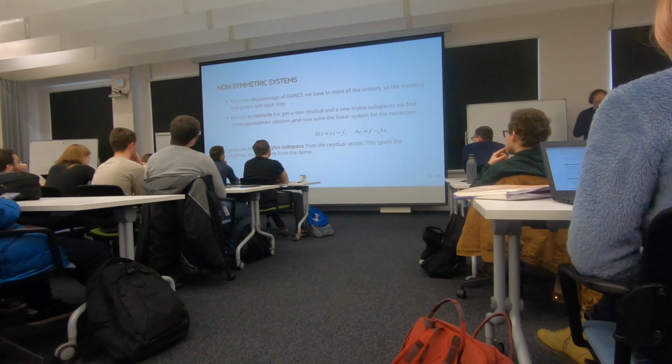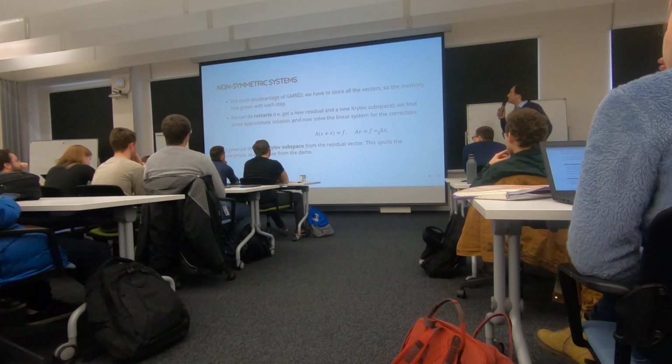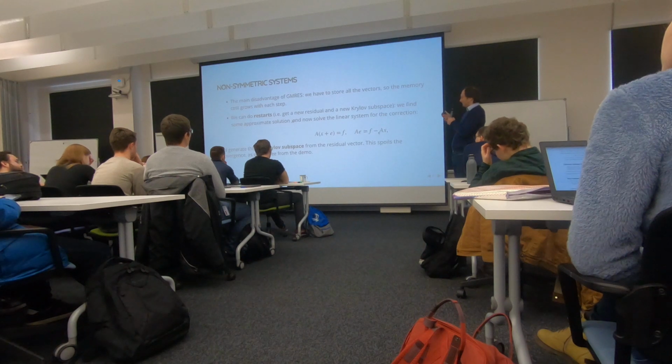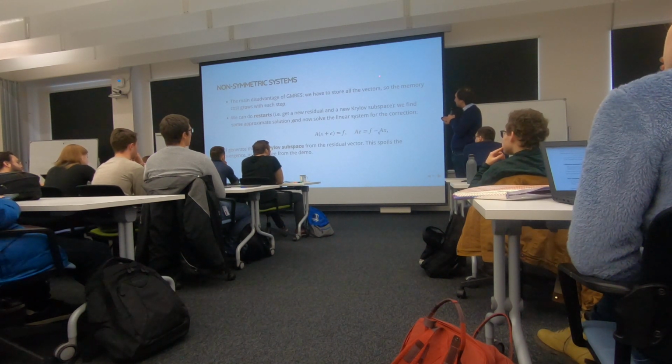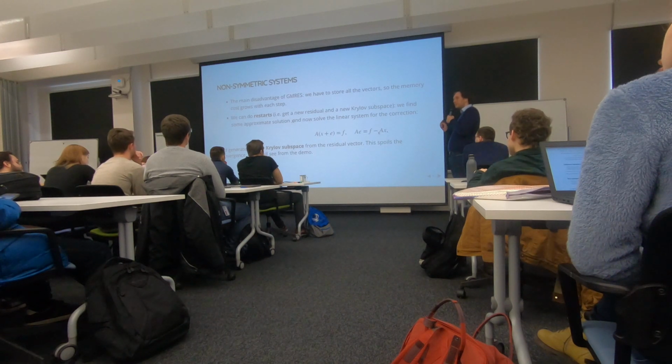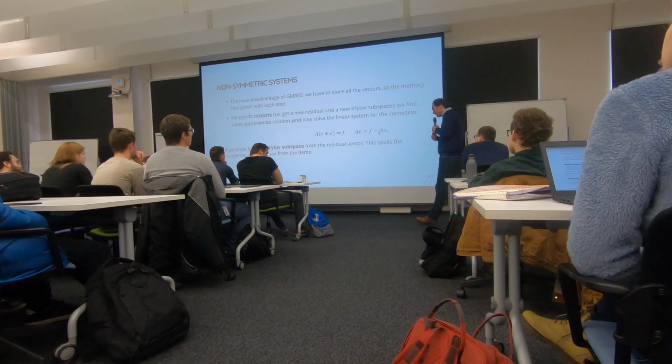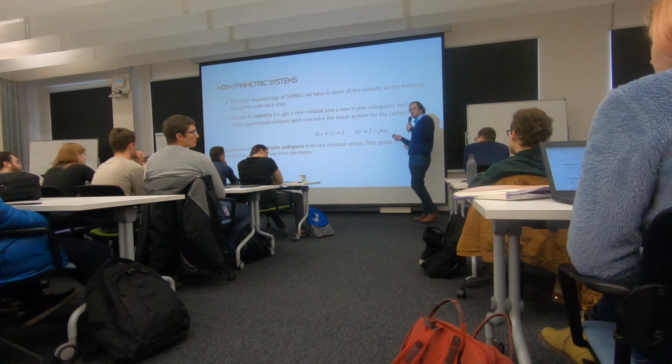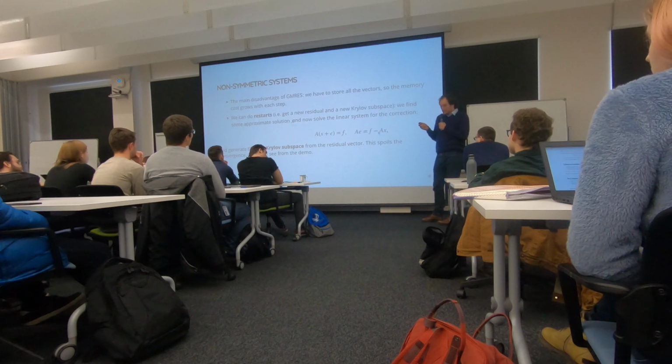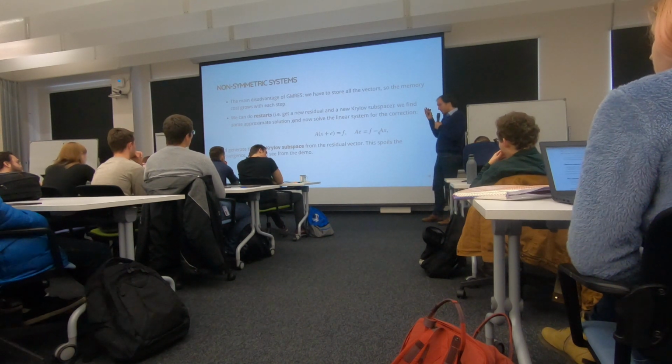The main disadvantage of GMRES is that we have to store all the vectors, and the memory cost grows with each step. Here the main problem is not the computational complexity, but the memory. If you have a system with millions, or hundreds of millions, of unknowns, storing, for example, 500 vectors becomes too expensive.